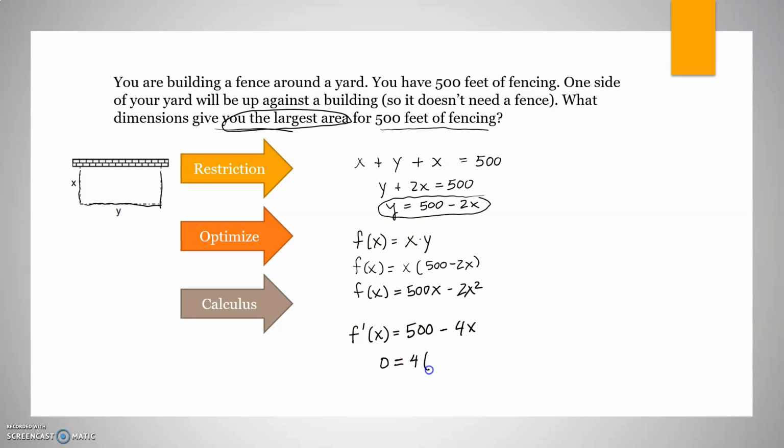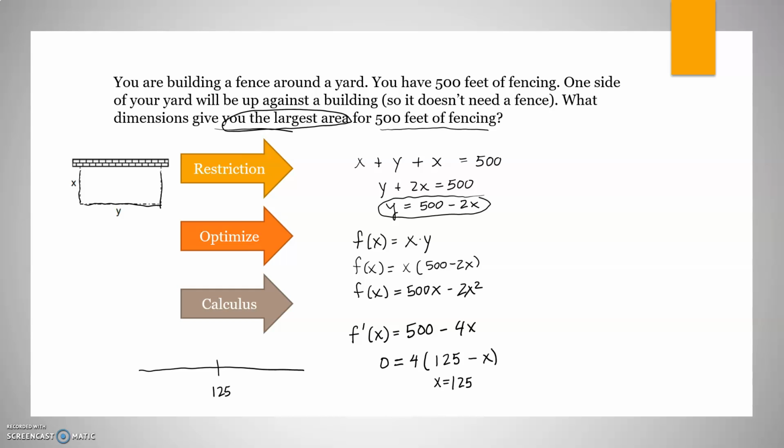I can take a 4 out, and so that would be 4 times 125 minus x. And it looks like I have a 0 at x equals 125. x equals 125 is a critical point, or is the x-coordinate of a critical point.